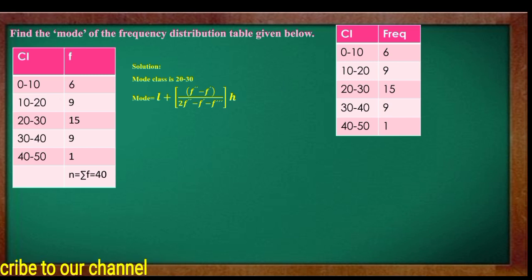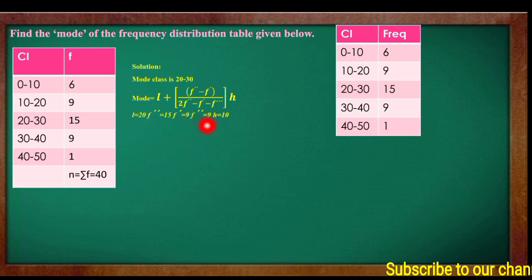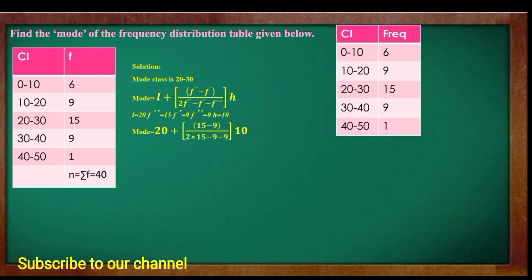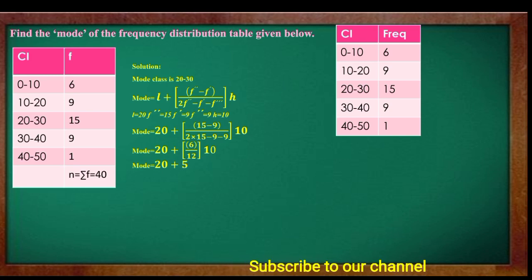We know the mode is equal to L plus f1 minus f0 divided by 2f1 minus f0 minus f2, into h. H is the height of the class. L is equal to 20, f1 is equal to 15, f0 is equal to 9, f2 is equal to 9, and h is equal to 10. Substituting these values in the equation, we get 6 by 12, that is 20 plus 5. Therefore, the mode of this given data is 25.